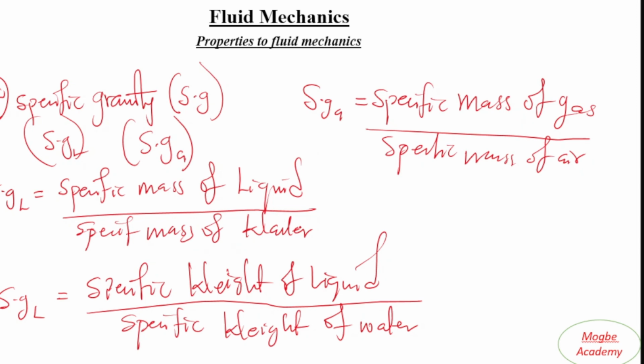So what you'll be given in your question is the mass of water, the weight of water, and also the specific mass of air. Am I communicating? Now let's take down some examples for more clarification.